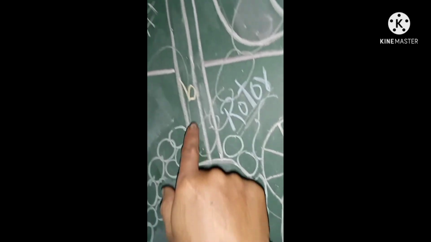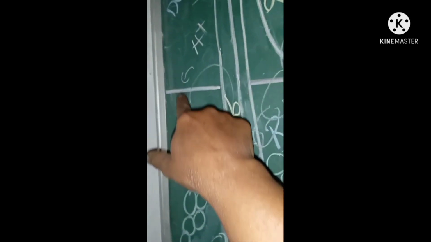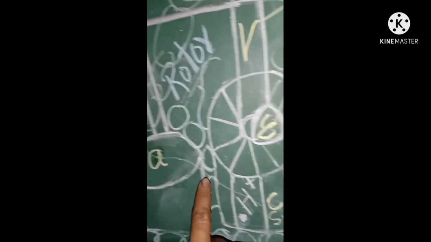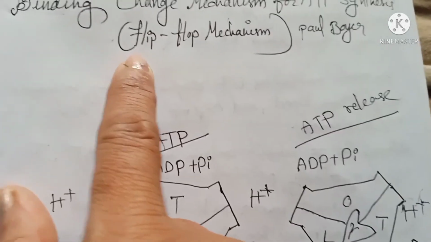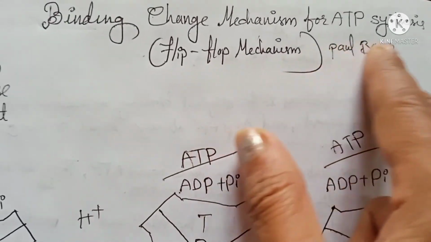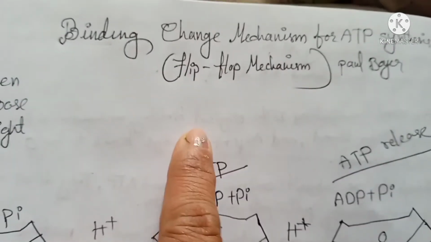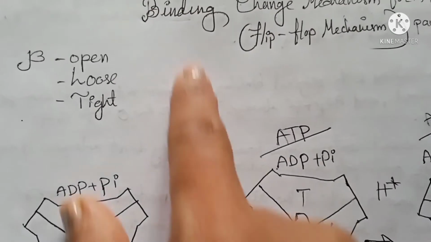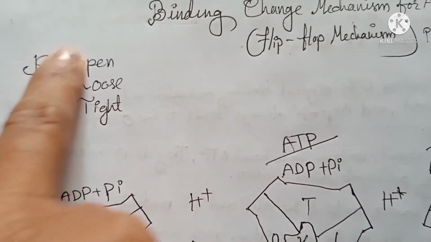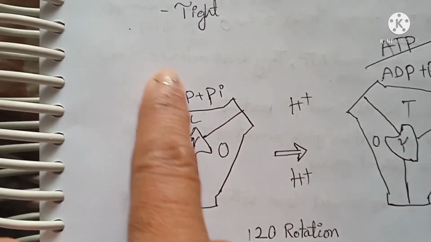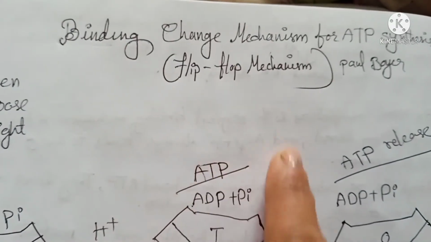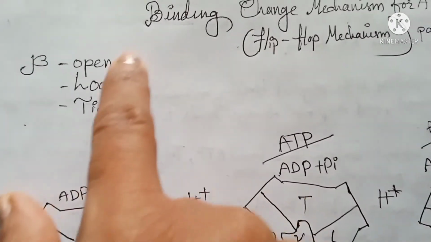In photosynthesis, it moves from the lumen to the stroma across the thylakoid membranes. Binding change mechanism for ATP synthase. It is otherwise called the flip-flop mechanism. This mechanism was developed by Paul Boyer. It works like a turbine.